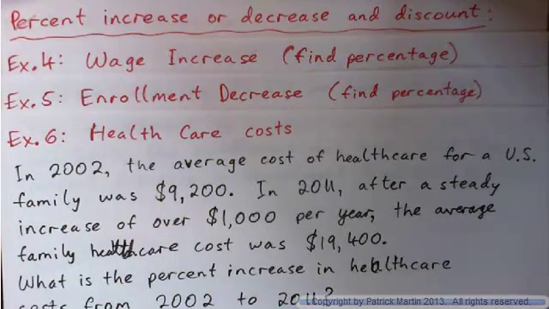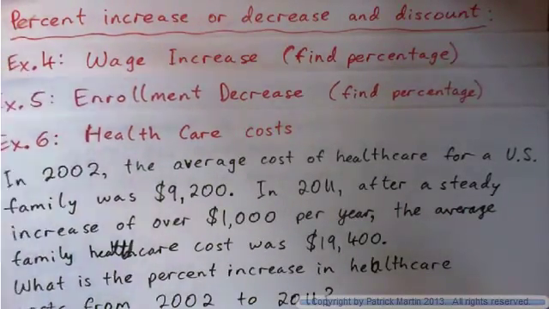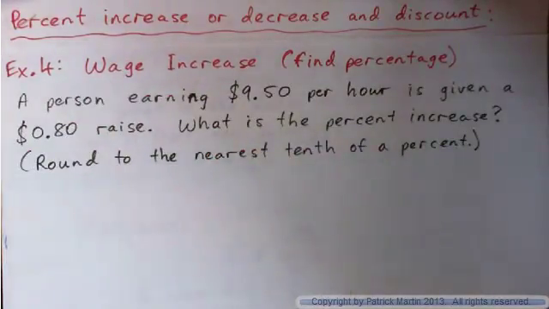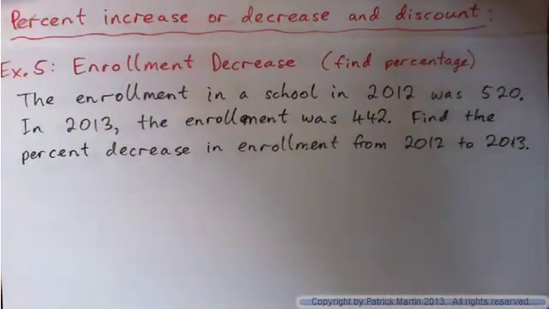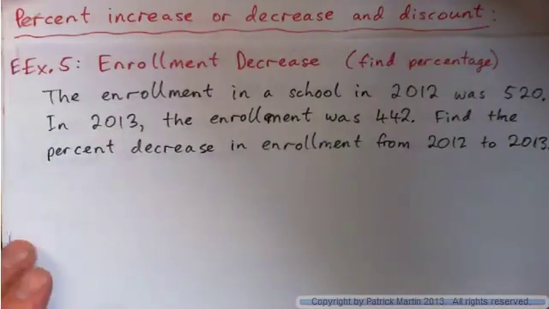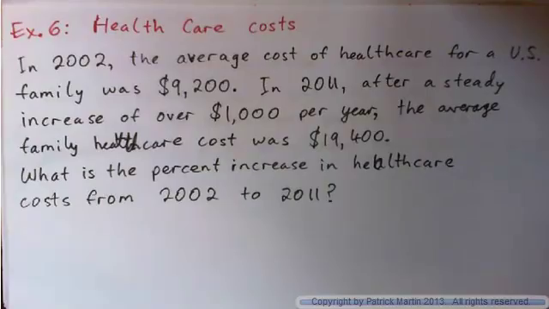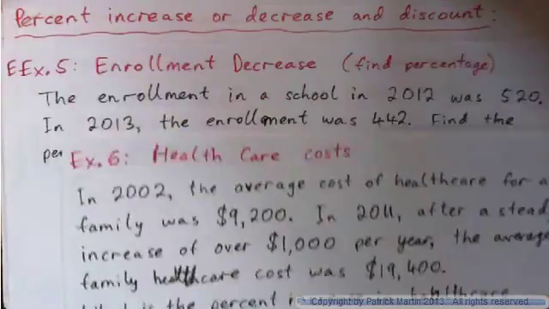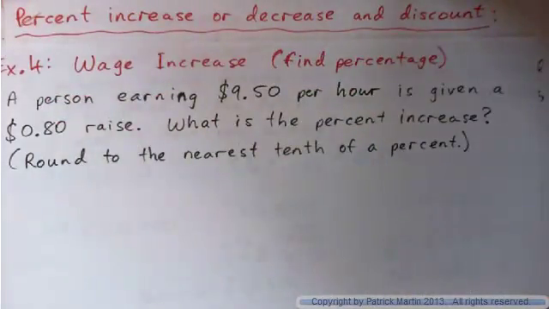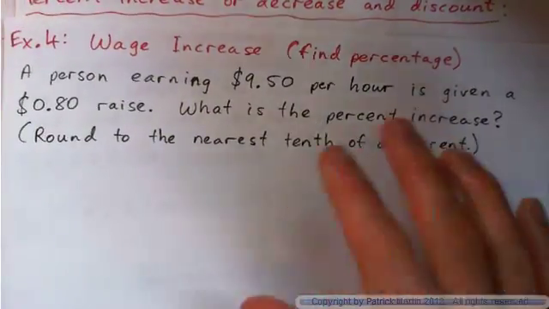Okay, so continuing on with our percent increase or decrease and discount questions, here's example 4, 5, and 6. Example 4 is a wage increase, example 5 is enrollment decrease in the school, and you have to find the percentage, and example 6 is healthcare cost increase, and you got to find the percentage there, right? So we'll look at example 4.